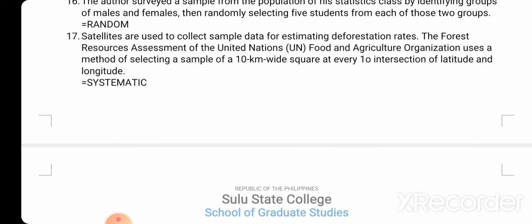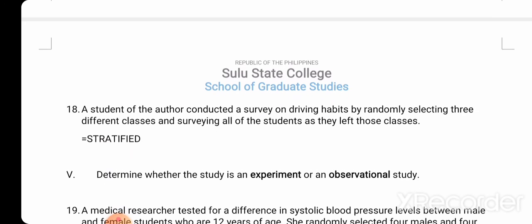So my answer is systematic because it subdivides the population into at least two different subgroups, and the subjects within the same subgroup share the same characteristics, and then draws a sample from each subgroup. So that is systematic.